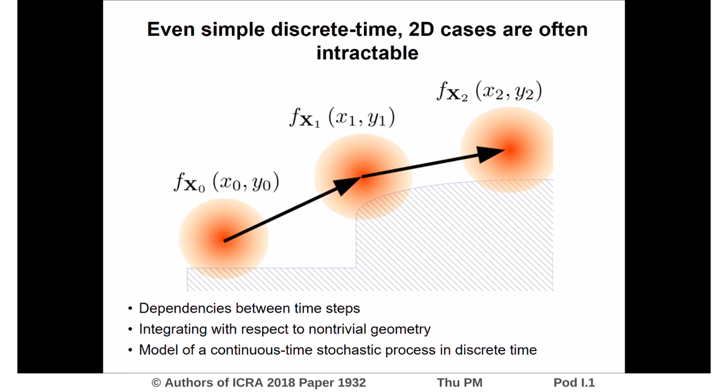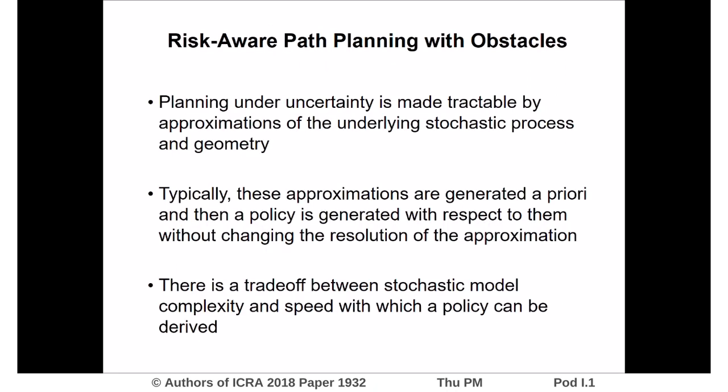This is because one must compute complex integrals to evaluate chance constraints and the expected path cost. The situation is made more difficult by complicated geometries. Many methods have been developed that make planning under uncertainty tractable by approximating the underlying stochastic process. An approximation is generated a priori and then used in search algorithms to output a control policy.